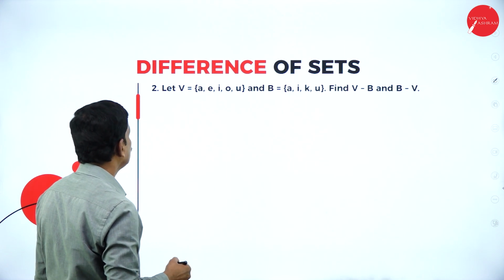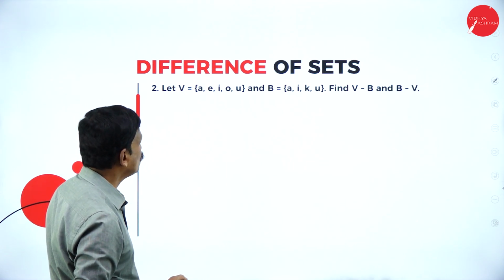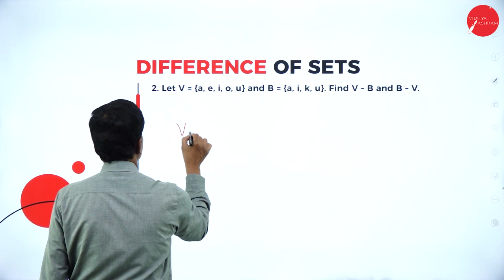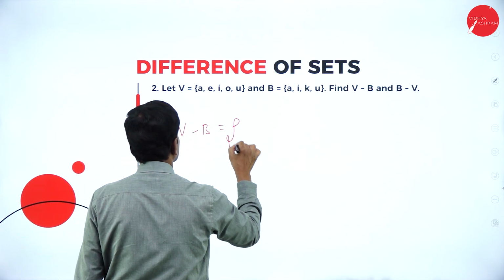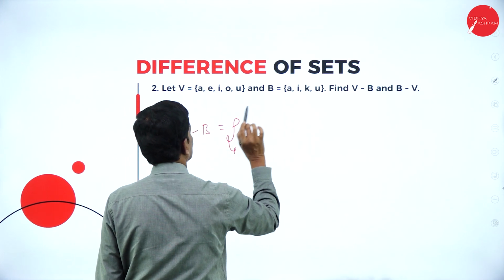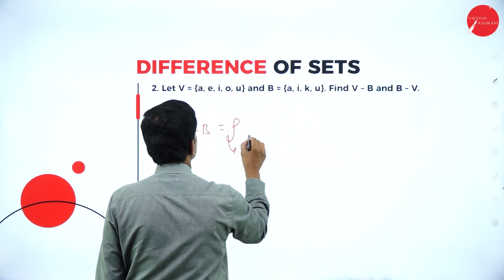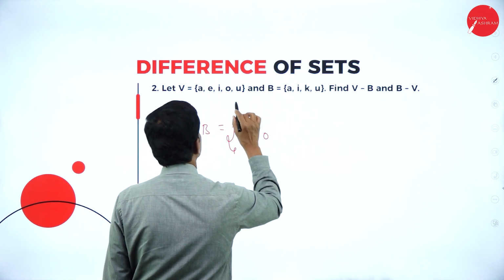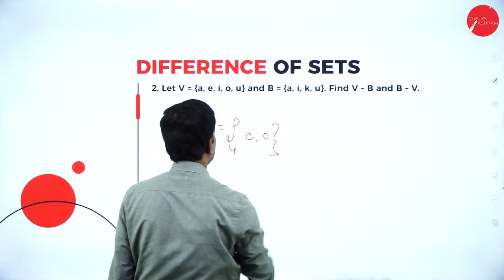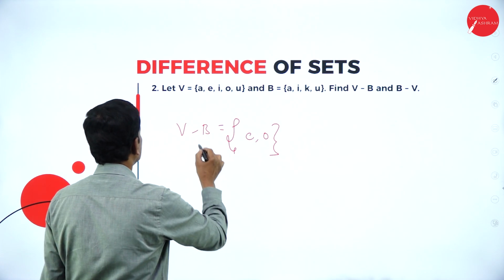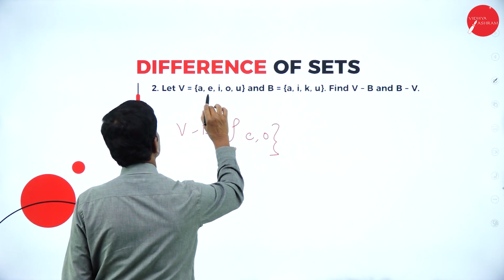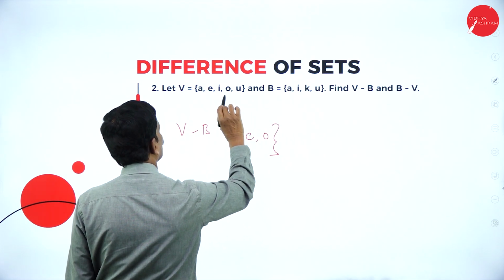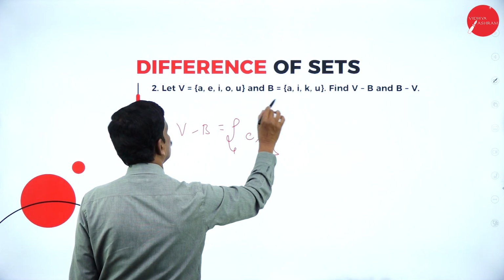Let A be equal to {A, E, I, O, U} and B is equal to {A, I, K, U}, then find A minus B. A minus B, all the elements which are in A. A is there, we don't want. E is not here, I is here, O, then U, that's it. Only E comma O. So A is there, E is not in set B, I is also included, O is not there, U is there.